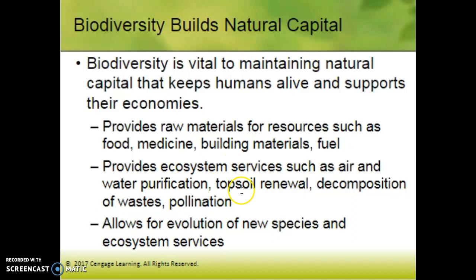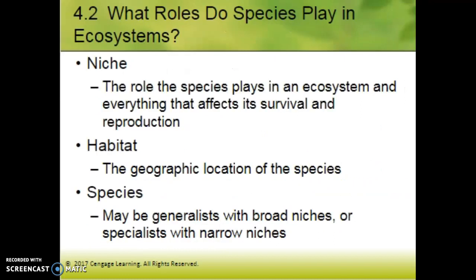Certainly our ecosystem services improve because with diversity, we get different requirements for life. We get some organisms that need lots of nitrogen, some organisms that fix nitrogen and put nitrogen back into the soil. So it allows more ecosystem services to happen just because we have a broader range of stuff. And then it allows for evolution of new species because we're fitting in new niches and we're changing as we go.